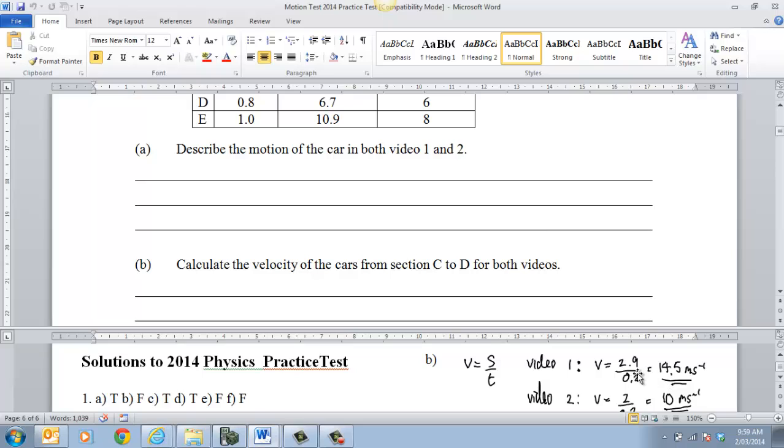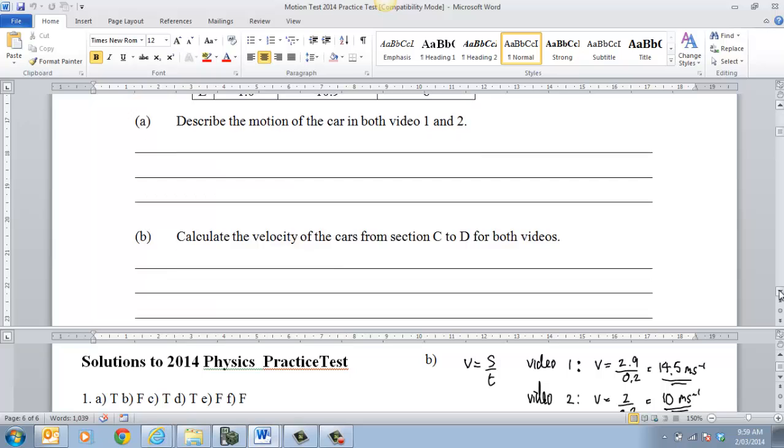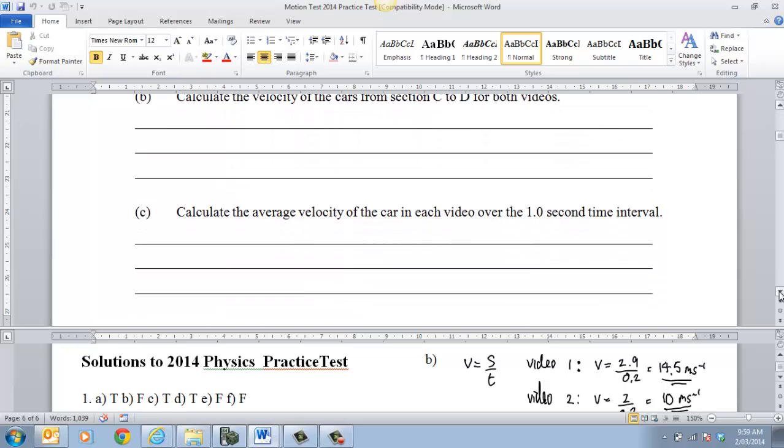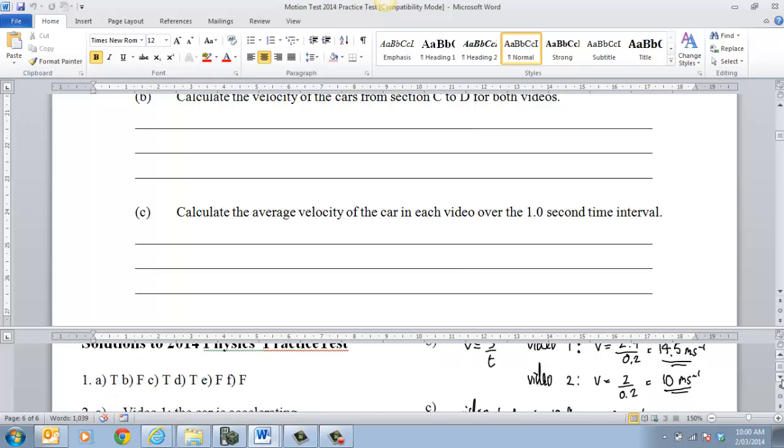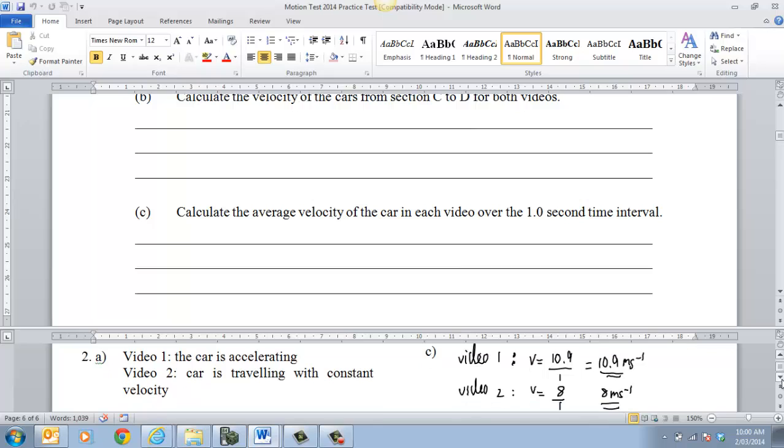It's simply the distance they travel over the time period. It's obviously 2.2 of a second, so it's simply using that velocity going that way. Now calculate the average velocity of the cars over the 1 second. Coming to the initial momentum, you can also place them at the distance travelled. So the way we do this mathematically is you go 10.9 metres in 1 second, and then in video number 1, you go 8 metres in 1 second. That will give you that average value.